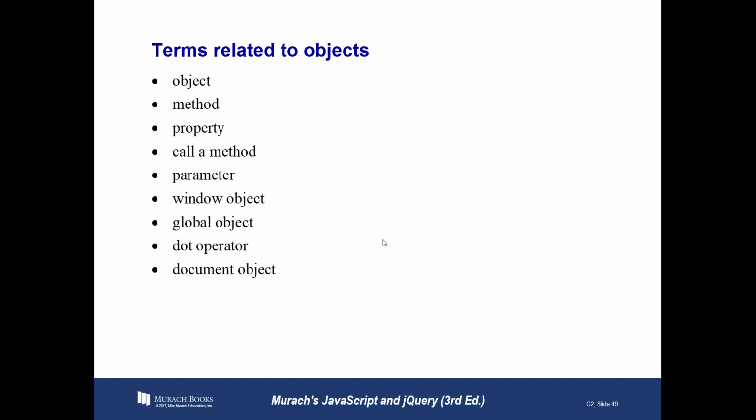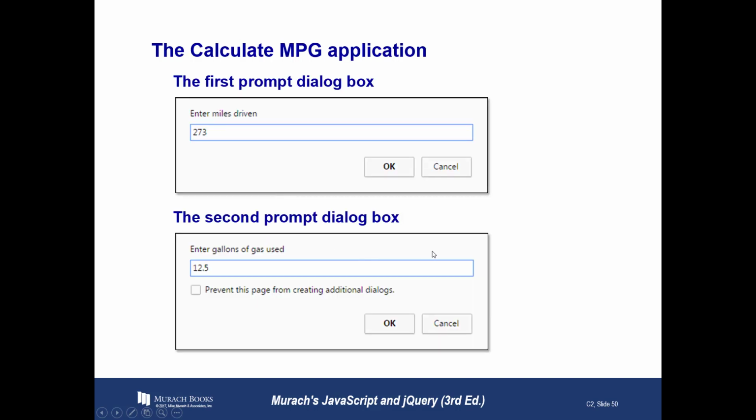All right, again, we're going to go through a whole section on objects later, but an object basically is something that holds both methods, which are behaviors, and properties, which are attributes or values. You can call a method, you can pass things to a method, those are parameters. You can work with the window object, the global object, the dot operator is typically how you call a method, and there's a document object.